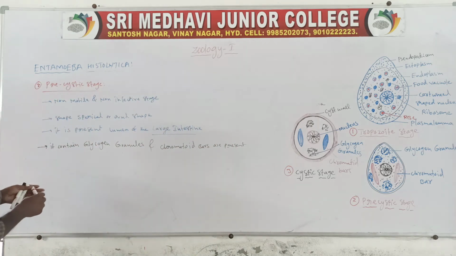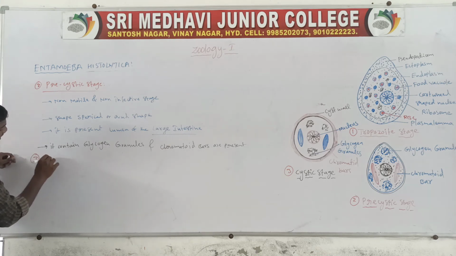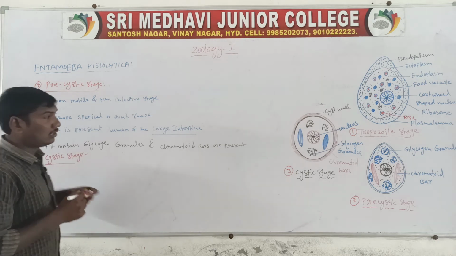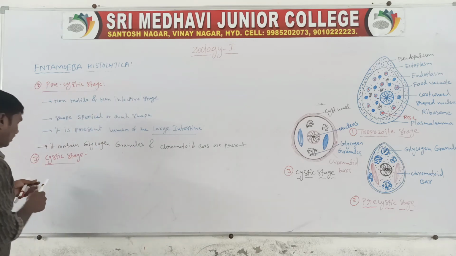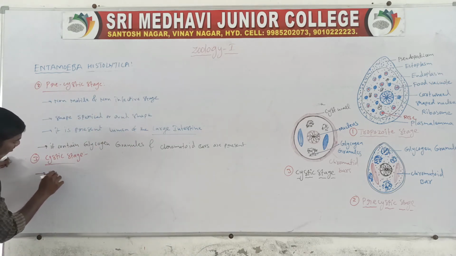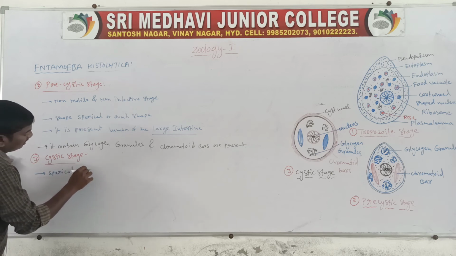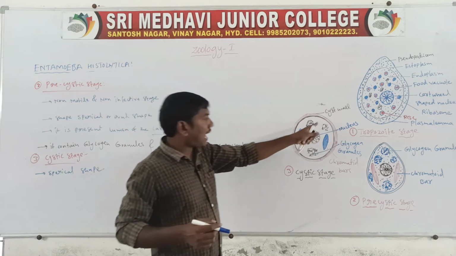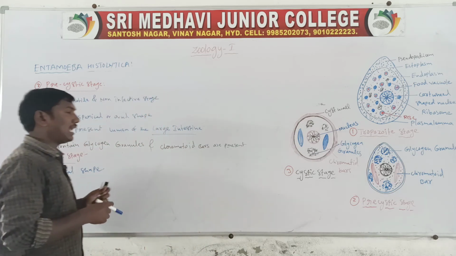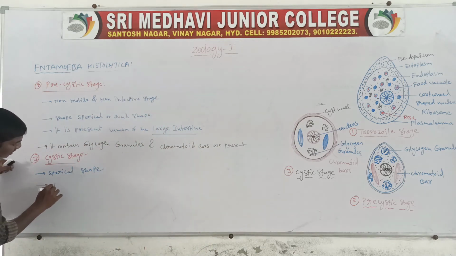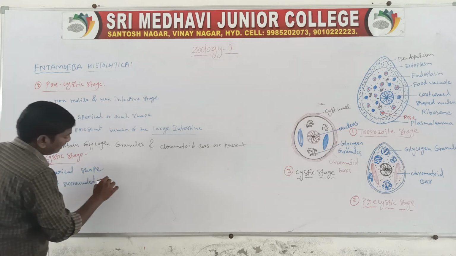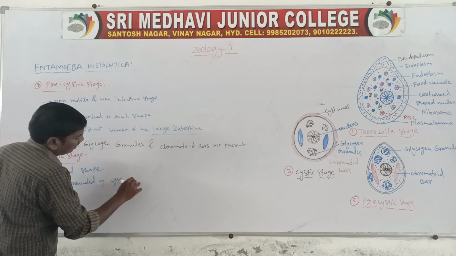Next, the third one, the cystic stage. The shape of the cystic stage is spherical. The plasma membrane is covered by the cyst wall, a protecting membrane. It is surrounded by the cyst membrane.